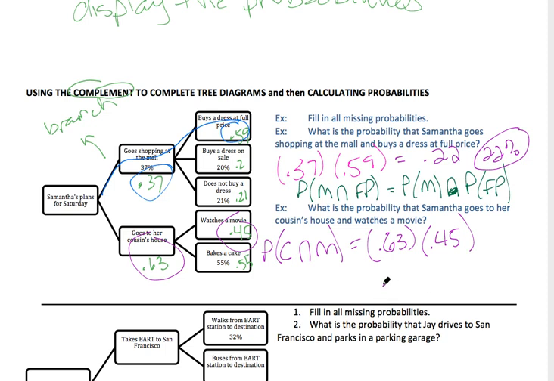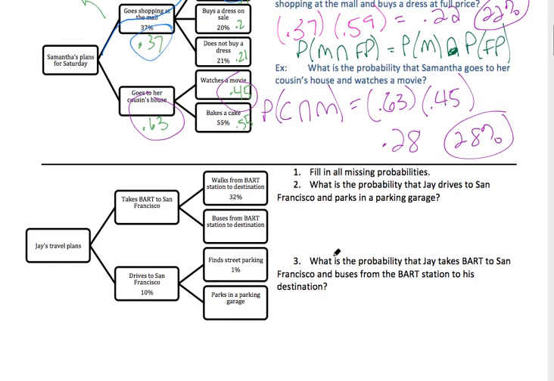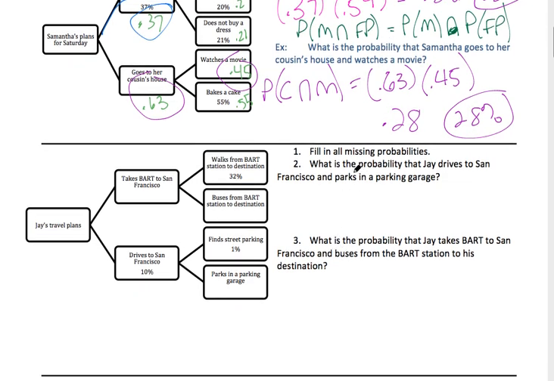Those two multiplied together is 0.28 or 28%. Okay, so a tree diagram helps us set up all the different possibilities, and then we can just multiply along the tree. Okay, so here's another one. This one is on your paper. So the first thing I want you to do is fill in all the probabilities. So pause the video, fill in all the probabilities, and I will write them in here for you.